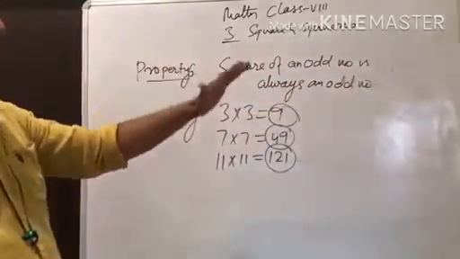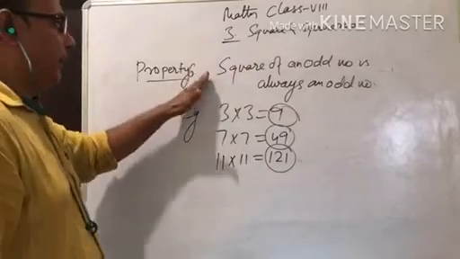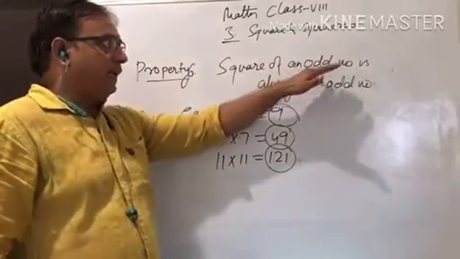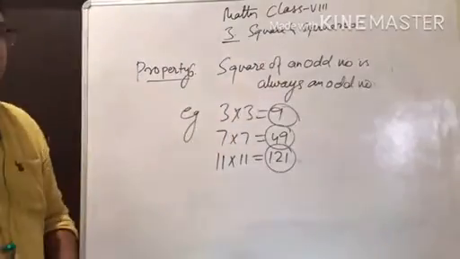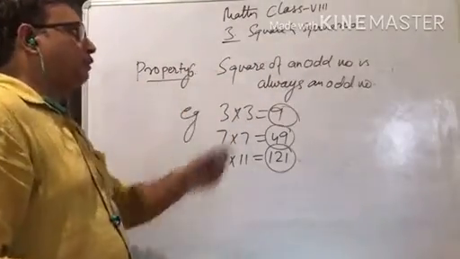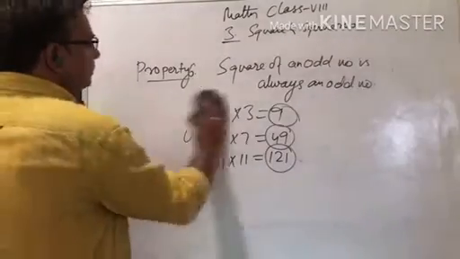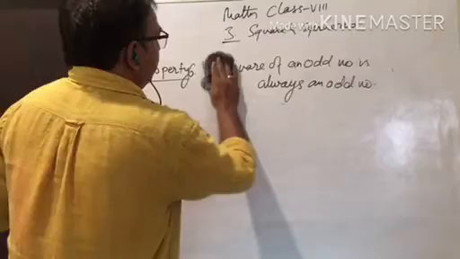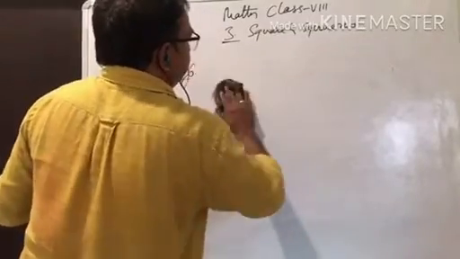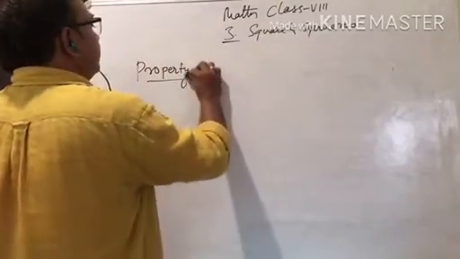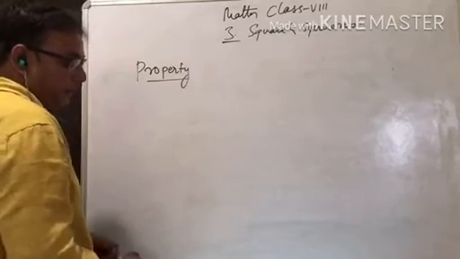Property number 5 is that the square of an even number is always an even number, and property number 6 is that the square of an odd number is always an odd number. Now move to property number 7.